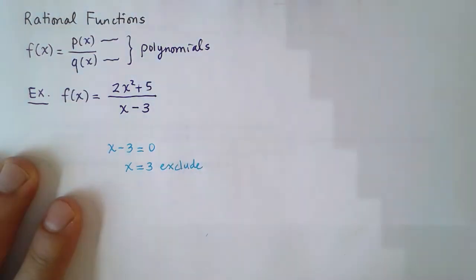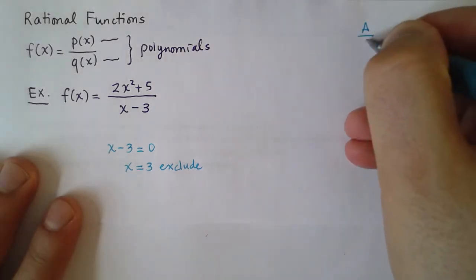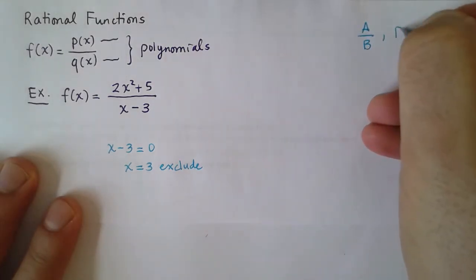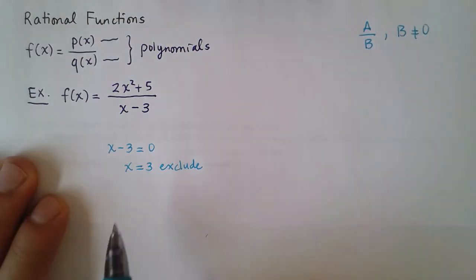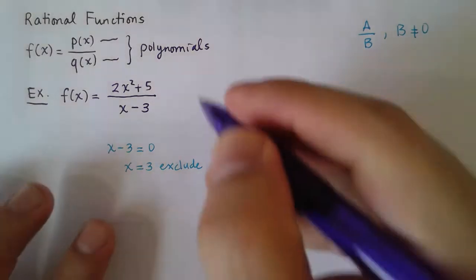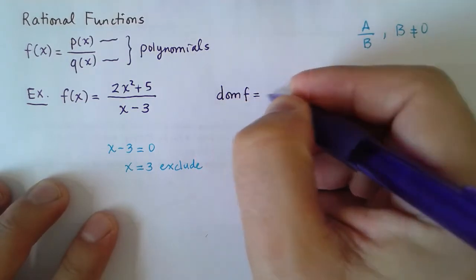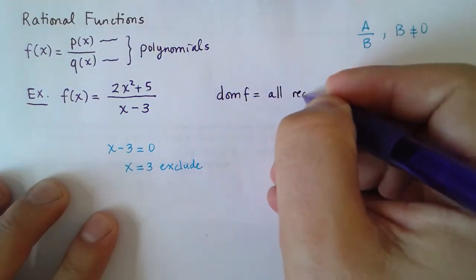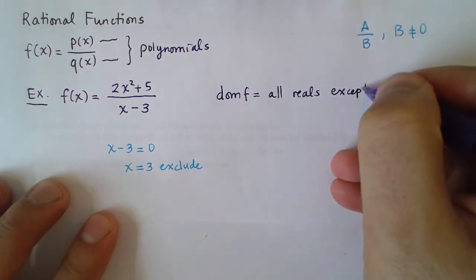So we need to exclude this one. Because as you know, when you have a fraction of the form a over b, this denominator b should be different than 0. So that's why we have this restriction that you cannot plug 3 into this function. It's going to be undefined. So the domain of f will be all real numbers except the number 3.